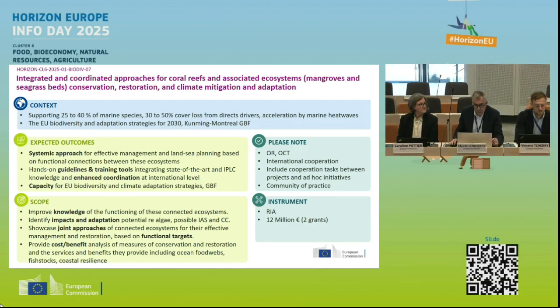So I will start with the context of this call. Corals and seagrass beds represent less than 1% of the ocean surface. Mangroves also about 1%, but they are home to at least 25% of marine species and support up to 40% of species of the global ocean through food webs and nutrient cycles. Half of the coral reef ecosystem has disappeared since the 1950s as a consequence of direct drivers of loss, and 29% of the known extent of seagrass has disappeared since its initial records.